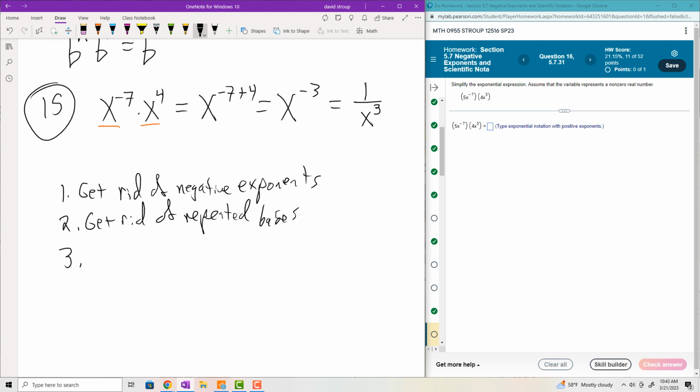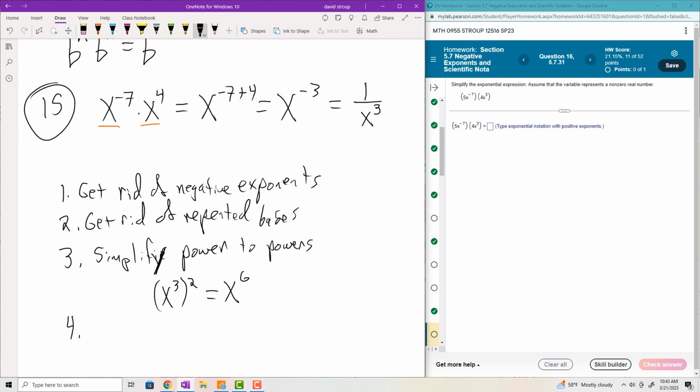Then you don't want any powers raised to another power. So simplify powers to powers. We haven't really seen one of those, but for example, x cubed to the second power. We would want to simplify that, and the way we did it was multiplying exponents.